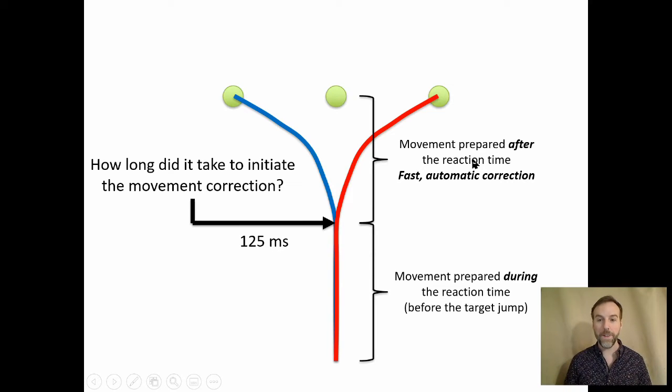And that's one reason that they call this a fast correction. In the next part of the study, we're going to see a slower correction. So partly why this one is fast is because it's faster than the next one we'll see. And we'll also see evidence for why they call this automatic.